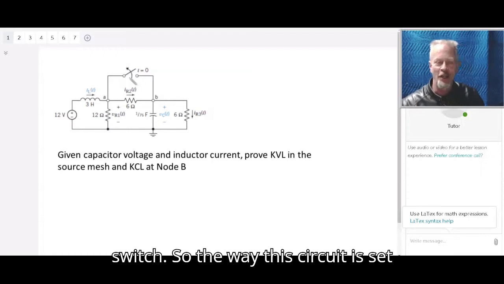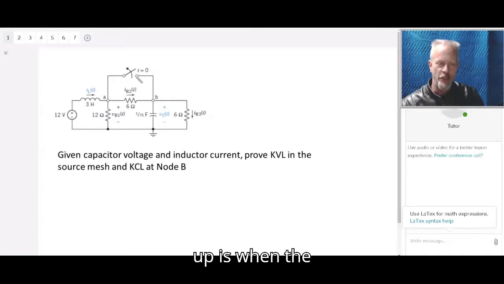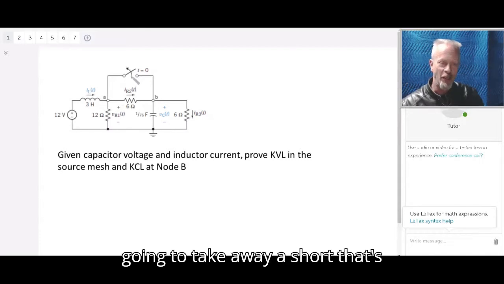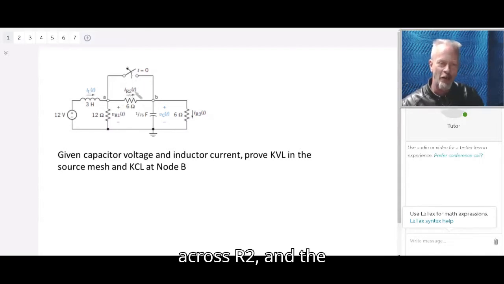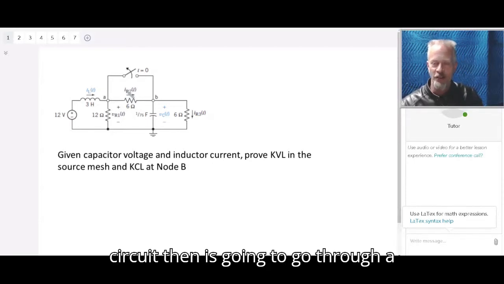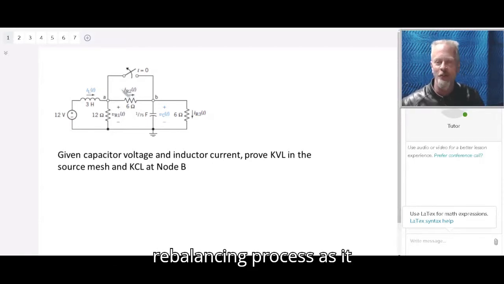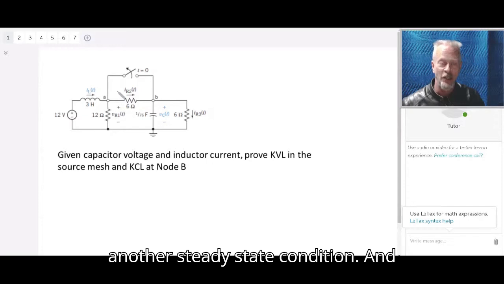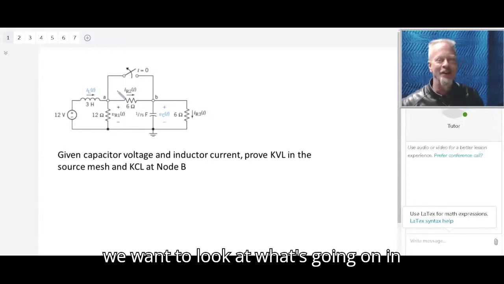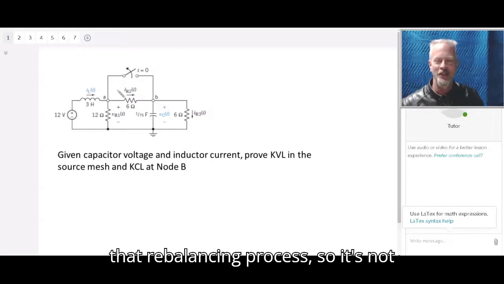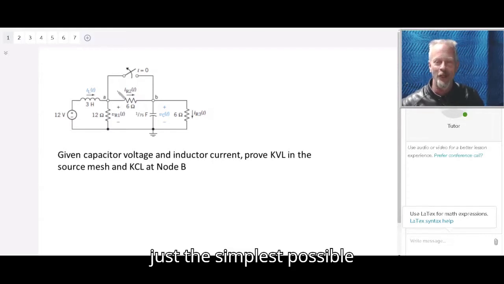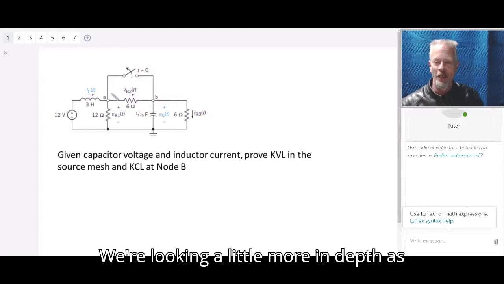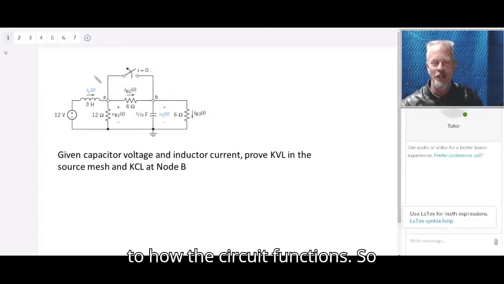So the way this circuit is set up, when the switch opens, what's going to happen? Well, when the switch opens, it's going to take away a short that's across R2. And the circuit then is going to go through a rebalancing process as it goes from one steady state condition to another steady state condition. And we want to look at what's going on in that rebalancing process. So it's not just the simplest possible question, like what's the voltage across a specific component. We're looking a little more in depth at how the circuit functions.